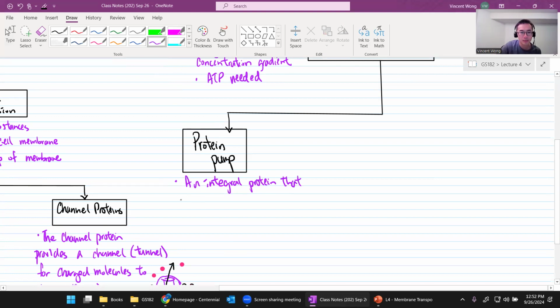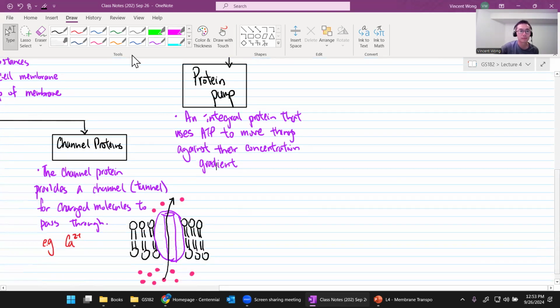that uses ATP to move things against their concentration gradient. I'll give you 2 examples of this.